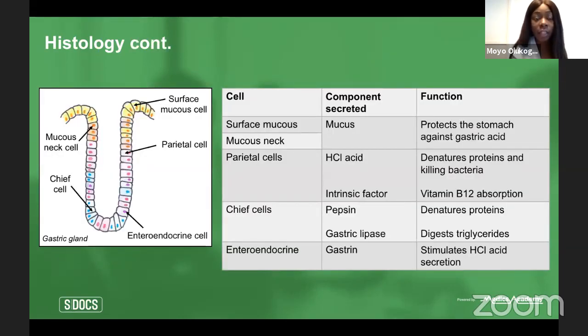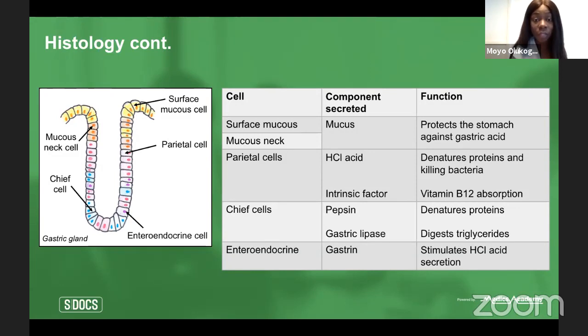Let's take a look at the mucosa. So in the mucosa, we said earlier, there are epithelial cells. And in the stomach, there are a variety of different epithelial cells, each contributing a different function. So beginning with the yellow and orange, we have the surface mucus and the mucus neck cells. These simply secrete mucus, which protects the stomach against the gastric acid.